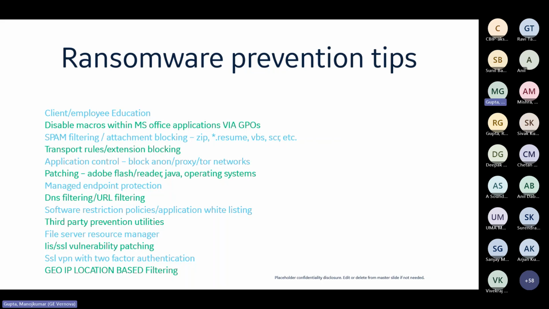And last but very important, geo based policies. So geo filtering you can do on your perimeter firewalls. You can apply that these are the countries which are blocked. Any request coming from that country is blocked. So these types of policies you can apply on your network.